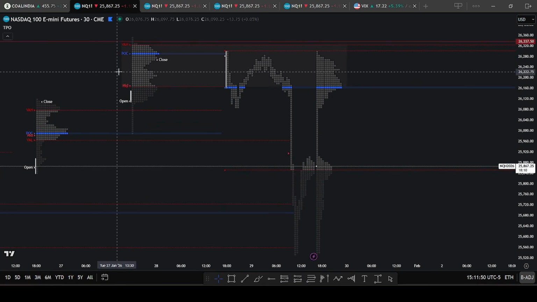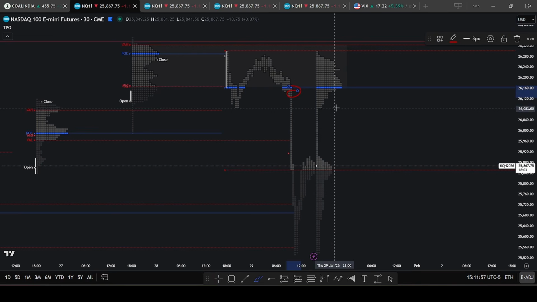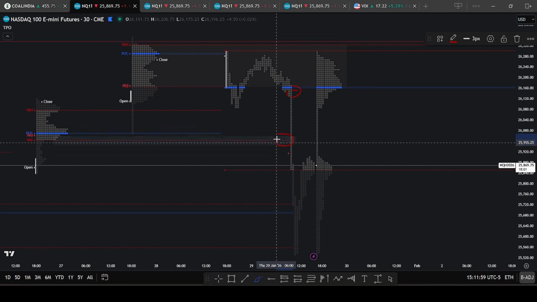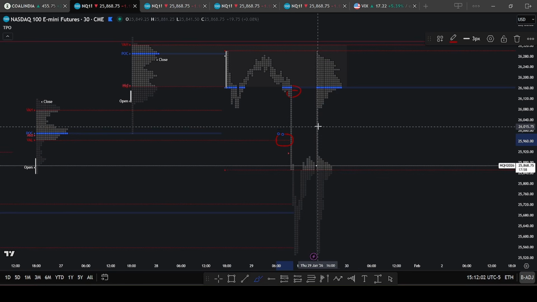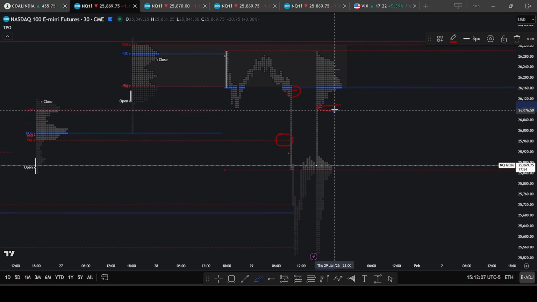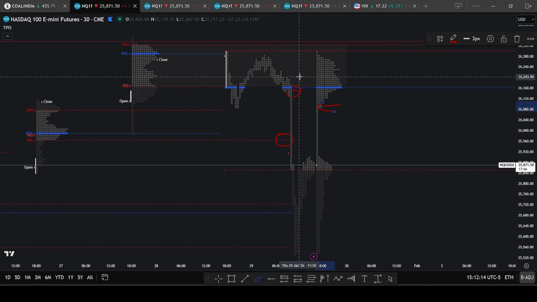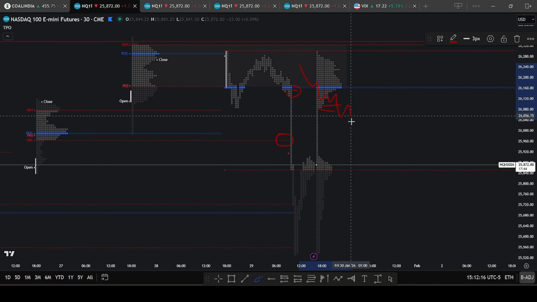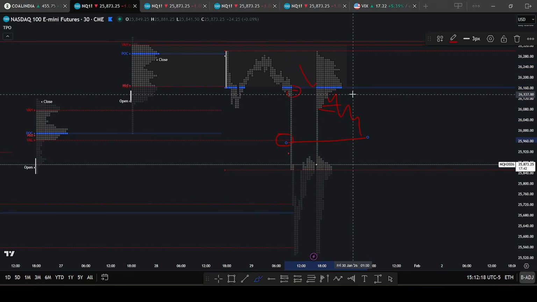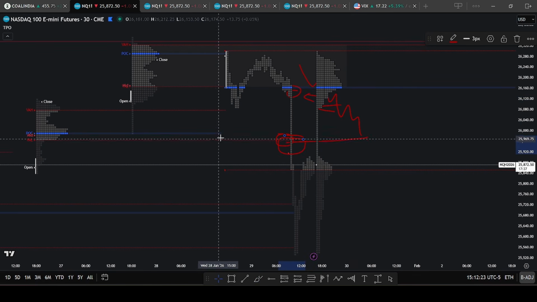Now you can see this was the previous day value here, and we broke this value at open and I simply shorted for this value here. Now this was a simple breakout strategy, previous day value area or some previous balance area breakout to some upper or lower value. Simple as that. You can see I shorted somewhere here and booked my TP here. So yeah, this was a simple logic here.